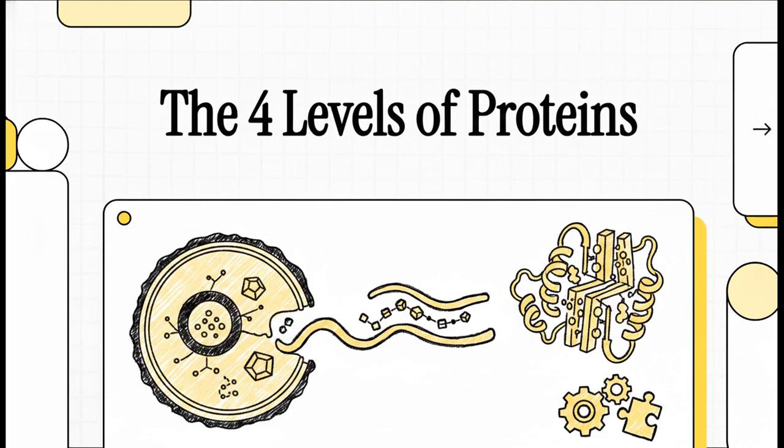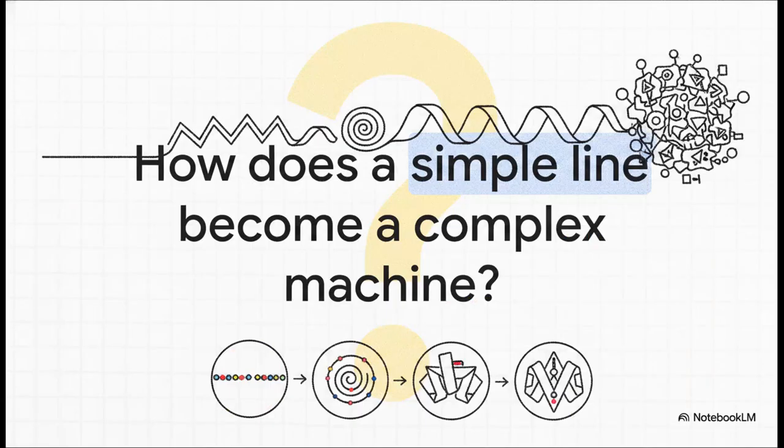But they don't just magically appear fully formed. They've got to be built, meticulously, level by level, starting from absolutely nothing. Which brings us to this really fascinating question. How exactly does a simple line become a complex machine? It's honestly one of the most incredible puzzles in all of biology. How does a flat, basic string transform into a highly complex, perfectly tuned, three-dimensional machine?